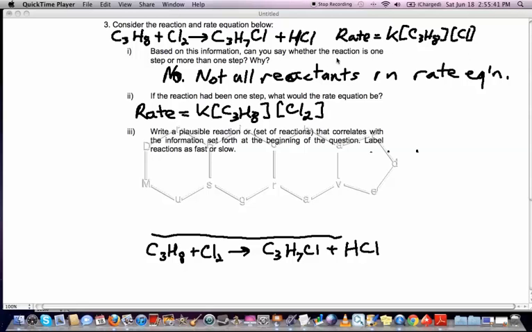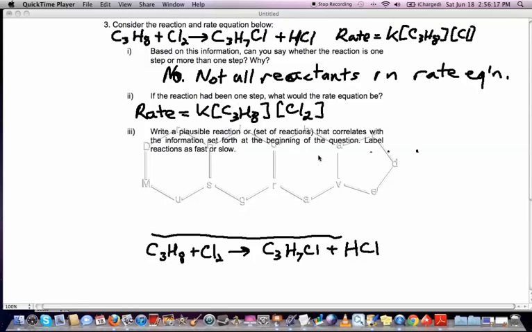Well, based on the information, can you say whether the reaction is one step or more than one step? We know it's more than one step because not everything that's in here is involved in the rate equation. So rate equals k[C3H8][Cl] here, so not all the reactants are involved in the rate equation. There's no mention of Cl2 here. However, if it had been one step, it would look like C3H8 and Cl2. So then it would be possible for this to be one step if this were everything that was involved in the rate equation. Alright, so that's the first two questions answered.